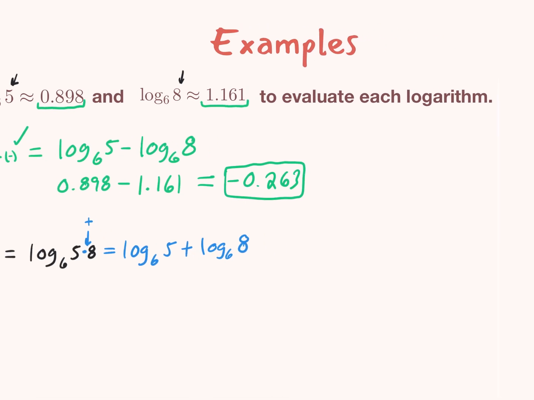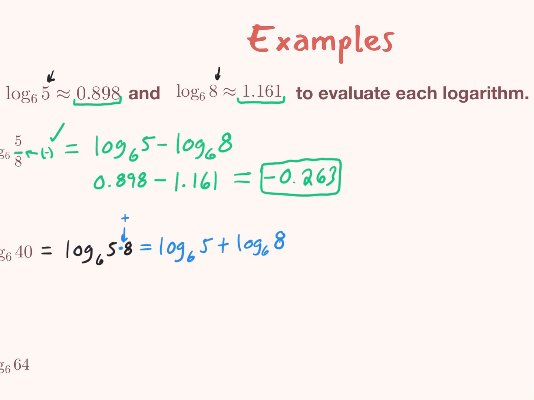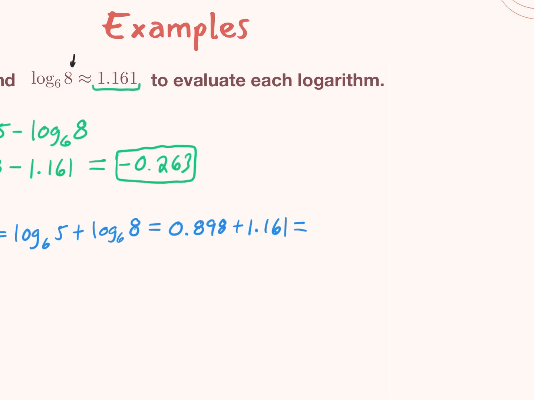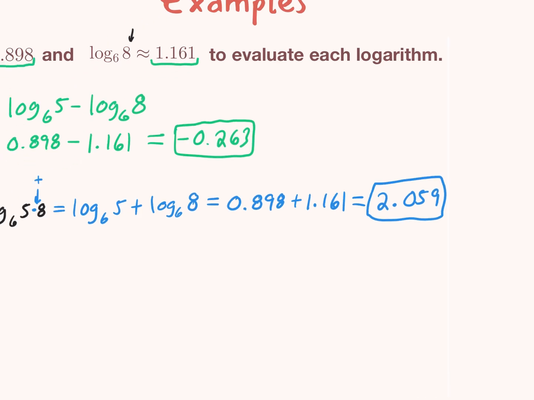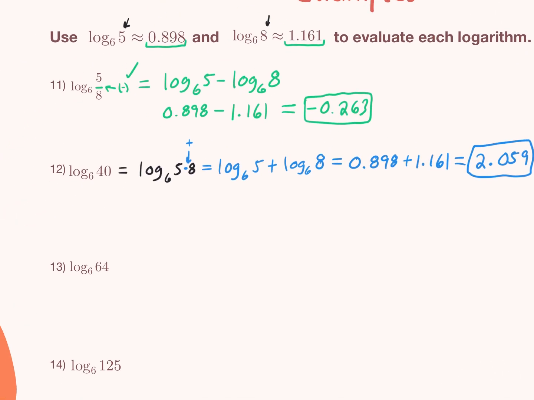All right, and then once again, you would use the decimal approximations that you were provided with to find this answer. All right, this would be 0.898 plus 1.161. All right, plug this into the calculator. All right, these are fairly simple numbers. You should be able to do this by hand, but we get 2.059. All right, hopefully we know how to add and subtract decimals. All right, now let's try the same thing with the next one.